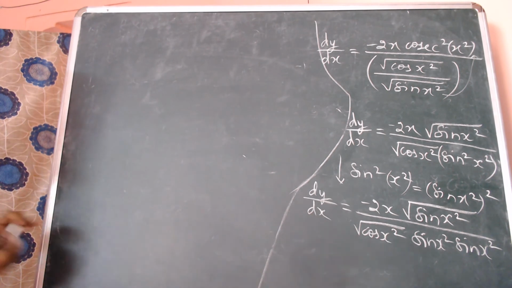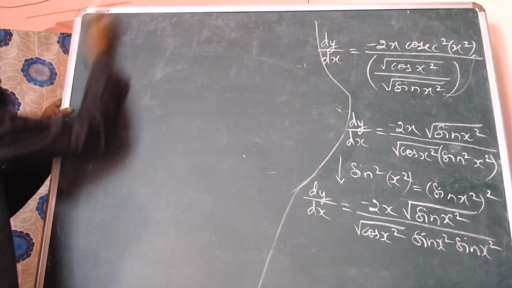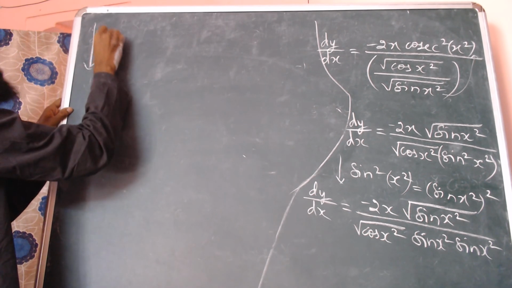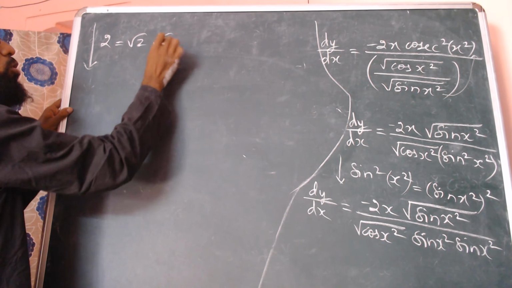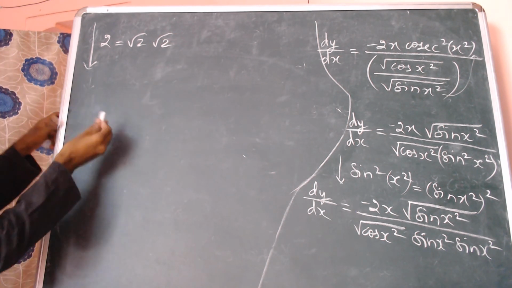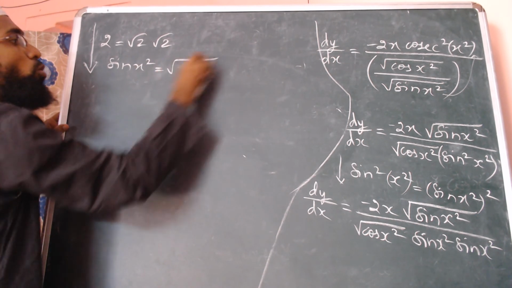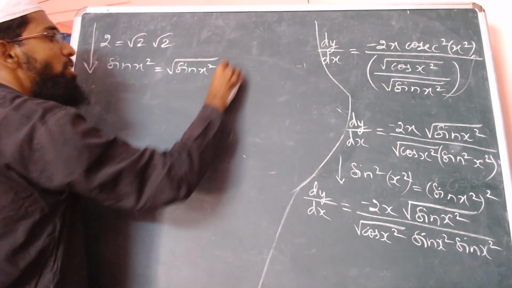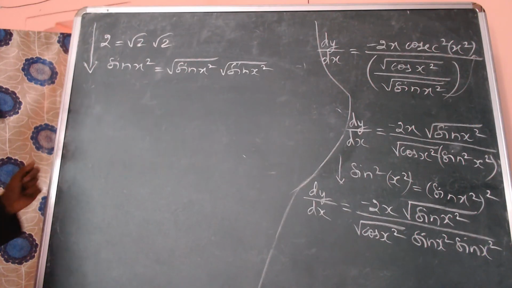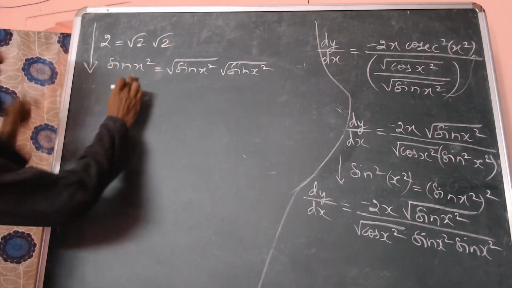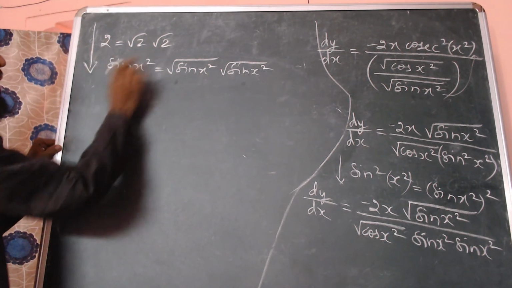Right. What is given? Minus 2. So dy by dx equal to, now what I can do is I can write 2 as root 2 into root 2, 3 as root 3 into root 3. Yes, like that I can write sine of x square as root of sine of x square into root of sine of x square, in this way. 2 as root 2 into root 2, like that I can write.